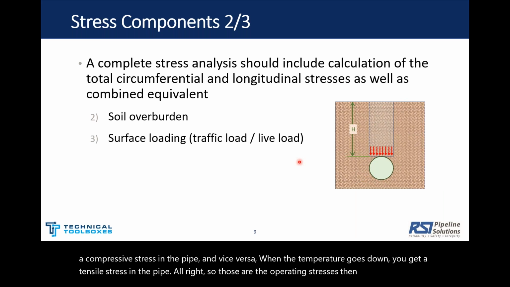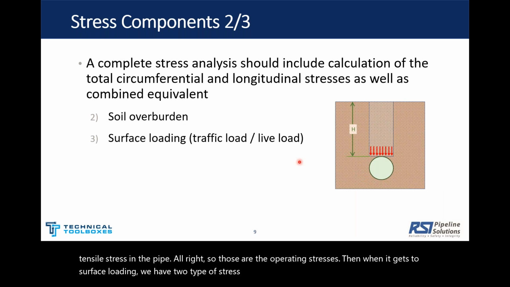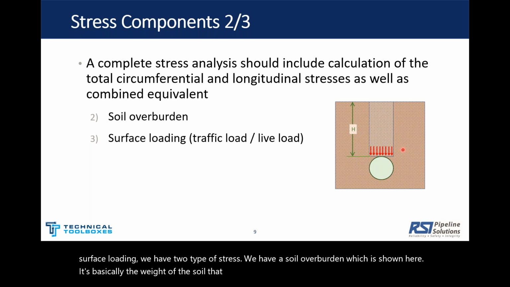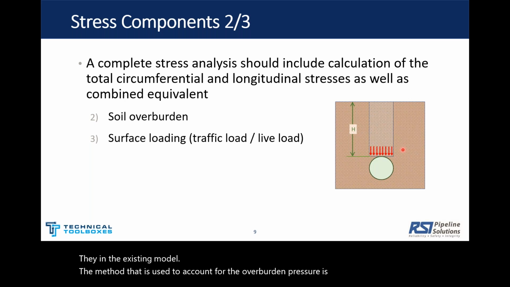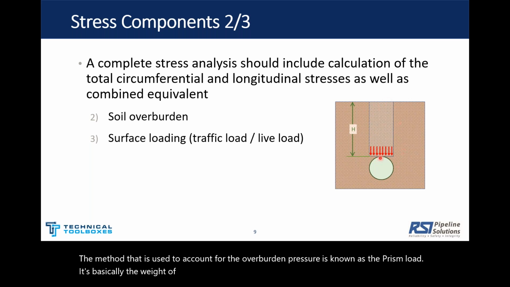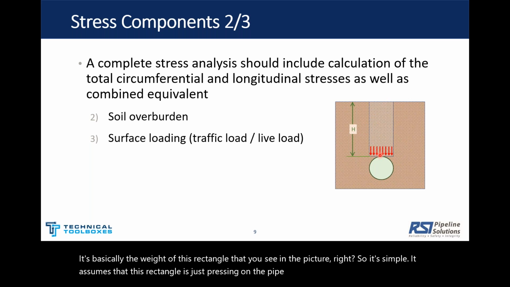Then when it gets to surface loading, we have two types of stress. We have a soil overburden, which is shown here. It's basically the weight of the soil that acts on the pipe, which tends to ovalize the pipe. Okay. So in the CEPA model, in the existing model, the method that is used to account for the overburden pressure is known as the prism load. It's basically the weight of this rectangle that you see in the picture, right? So it's simple. It assumes that this rectangle is just pressing on the pipe, okay?